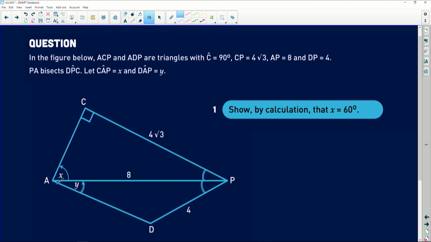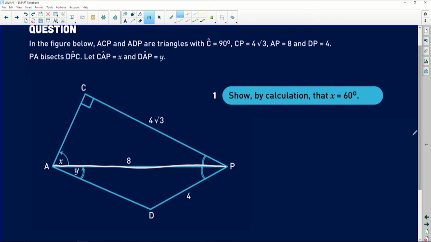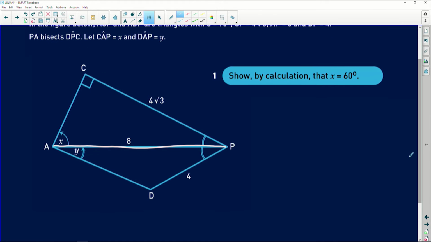Okay guys, so what that means is that this line over here, PA, bisects the angle DPC. So these two angles are equal, and that's already been indicated for us on the diagram. It says let CAP equal X and DAP equal Y. Let's look at the first part of the question. It says show by calculation that X is equal to 60 degrees.